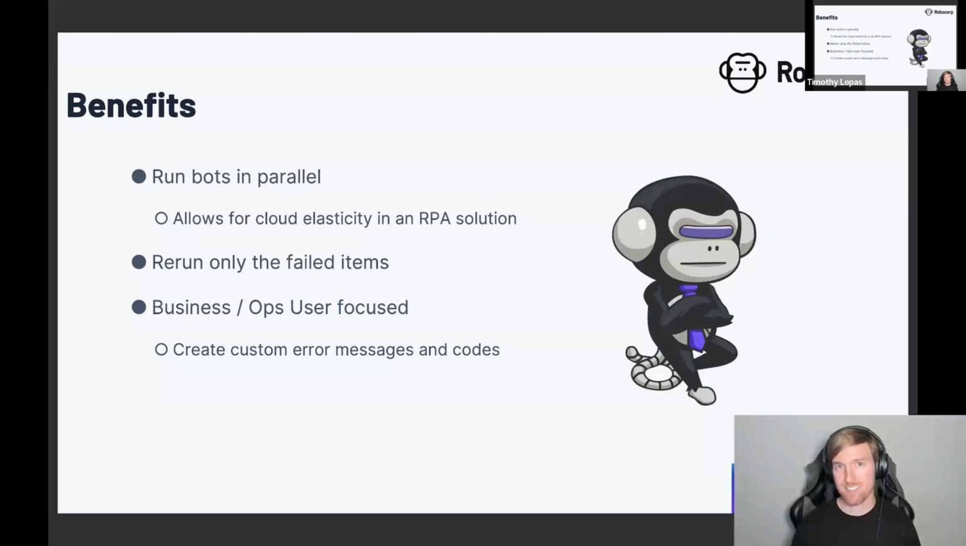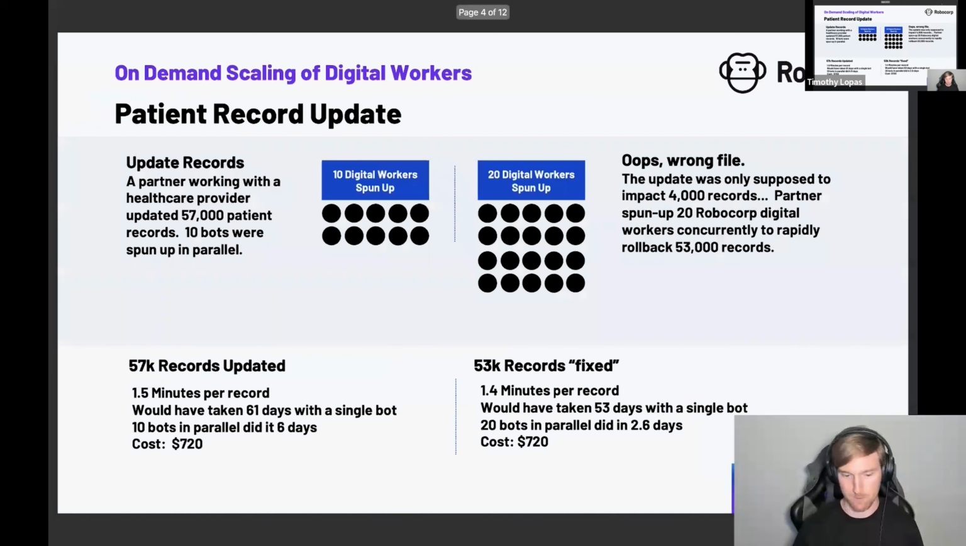The other really nice thing is that, and I know we say it's business and user ops focused, I think it's also a little bit dev focused here, because you get a really great opportunity to create custom error messages. As a dev, you can be very clear and concise in what you need the business ops user to do in order to correct that one work item. And as a business user, when you log into Control Room and you see your failed items, you have a very clear message on what needs to be corrected in order to rerun it. Some really nice benefits to using the producer consumer model that I really like.